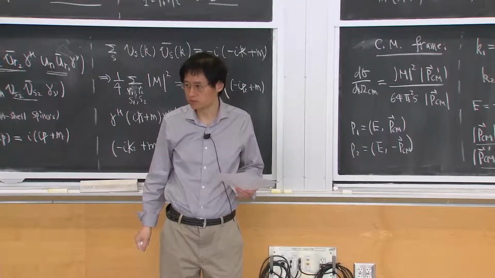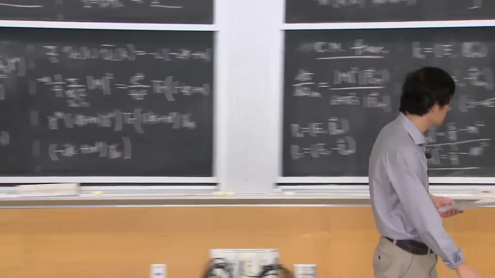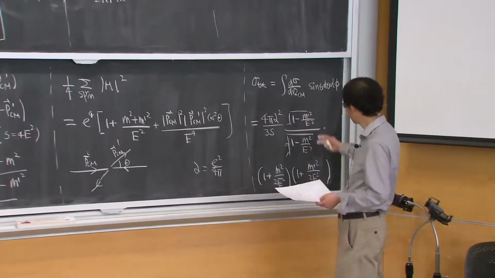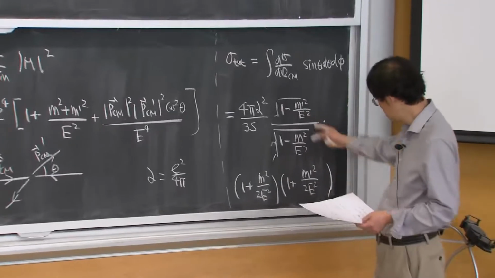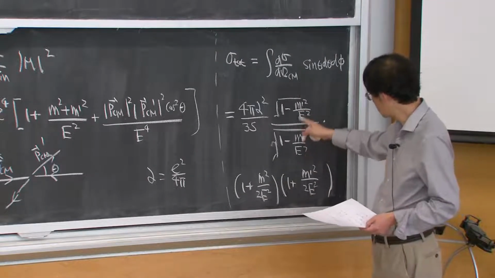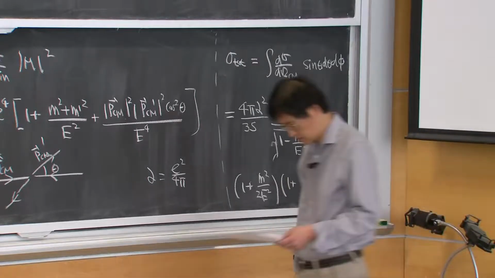Any questions? So now if you look at this answer, it's almost completely symmetric in terms of m and m prime, except for this ratio, where m is downstairs and m prime is upstairs. Otherwise, it's symmetric.